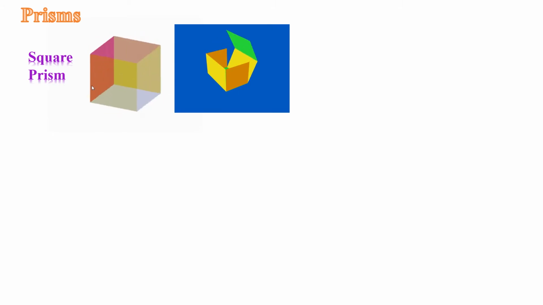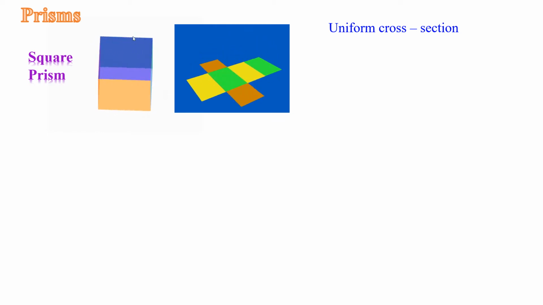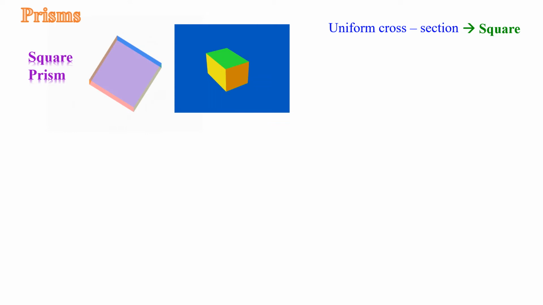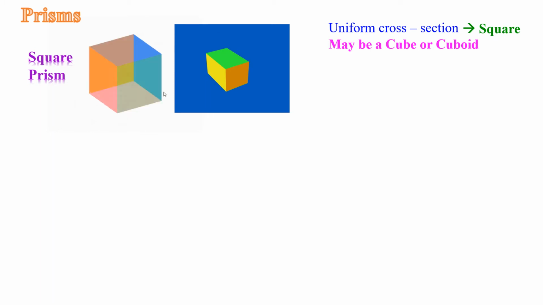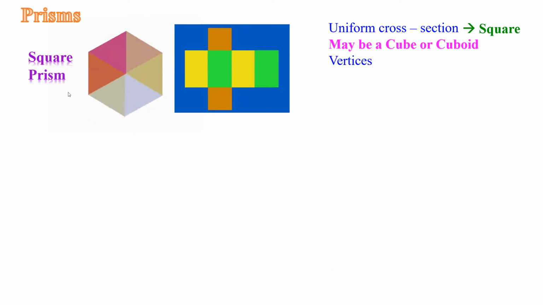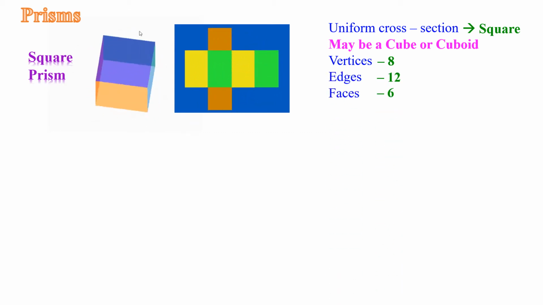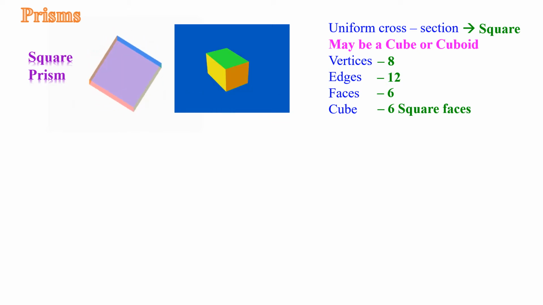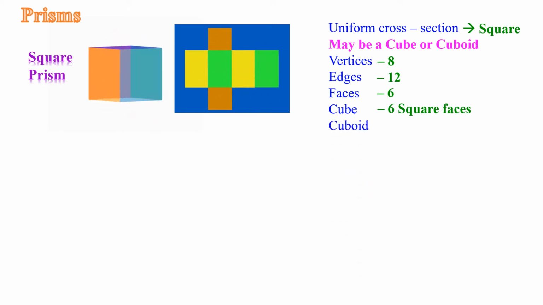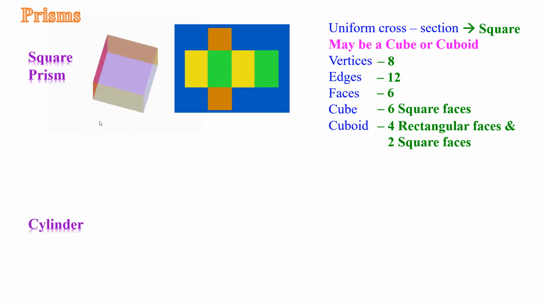Square prism. A prism that has its base and top as squares and 4 lateral faces as rectangles is called a square prism. A square prism has a uniform cross section which is a square. A square prism may be a cube or cuboid. Number of vertices is 8. Number of edges is 12. Number of faces is 6. If the square prism is a cube, it contains 6 square faces. If the square prism is a cuboid, it contains 4 rectangular faces and 2 square faces.